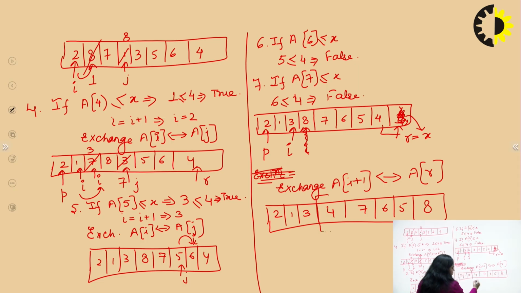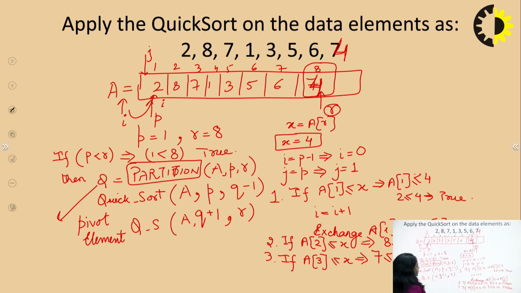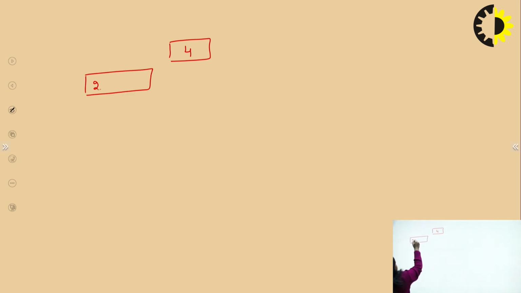So this particular element holds its position. We can say this is called the pivot element, and you can check that all the elements on the left side are smaller and all the elements on the right side are greater. So we can say this is the left side and this is the right side, right? On the basis of that, we can say this pivot element, that is 4, divides the list into two parts, right?